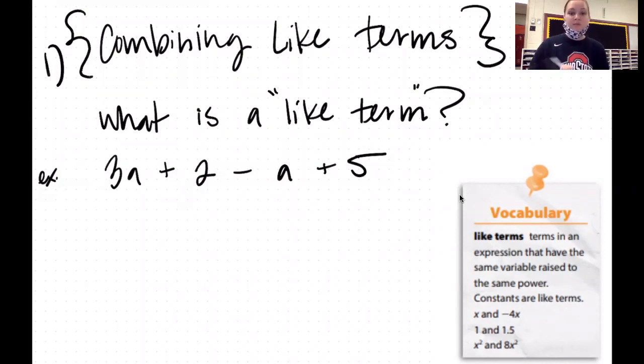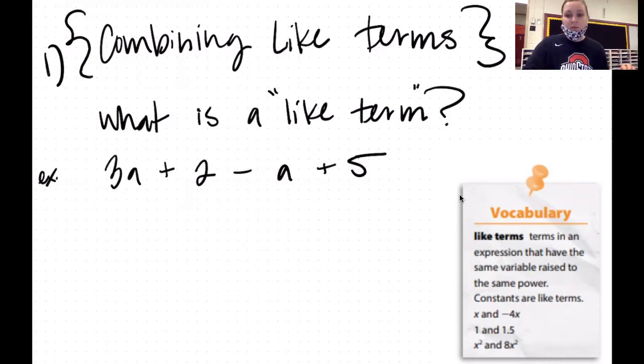So first of all, what is a like term? A like term is any term in an expression that has the same variable raised to the same power, right? So we talked about exponents. If they don't have an exponent, really, technically their exponent is just 1, then those are all like terms if they're the same letter, okay?